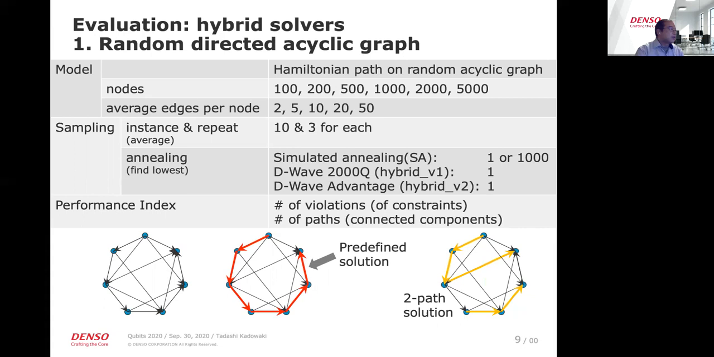In this graph, we set the outer path as a ground state so that we can visually evaluate the performance. This two-path solution is not a ground state, so the number of paths can be an index.